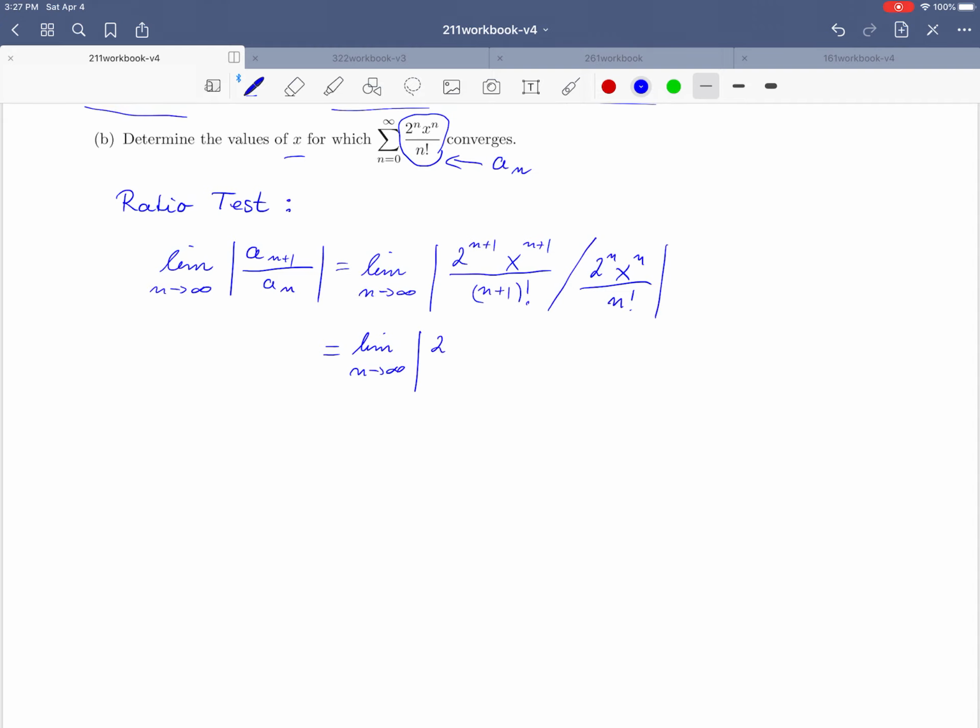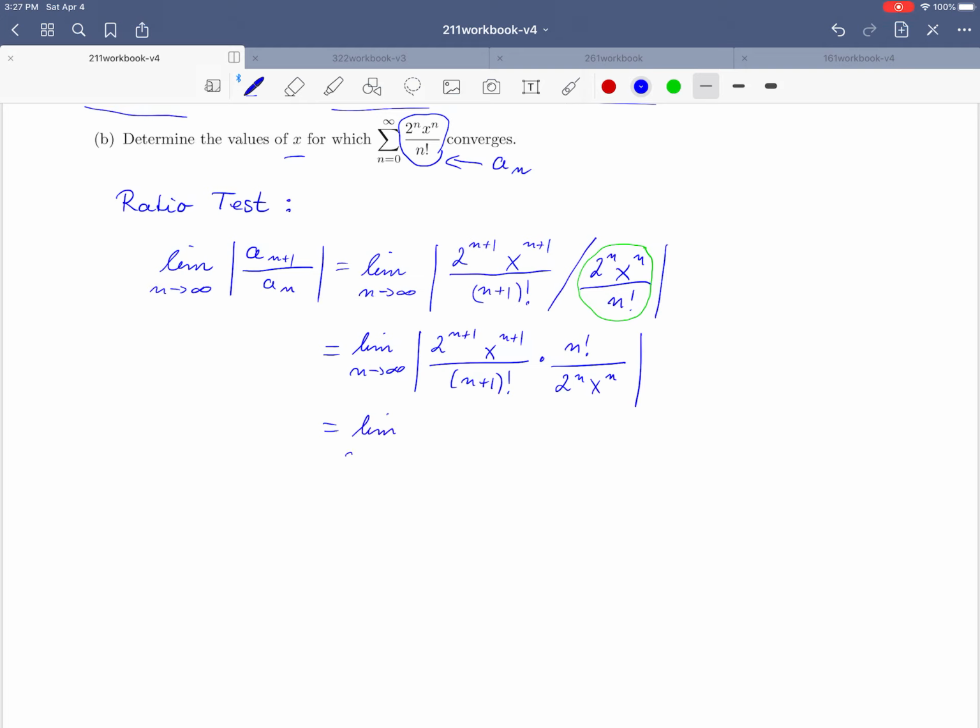So if I write that down, I still have my n plus 1 term, just copying that down. And then instead of dividing by the a_n term, I'm going to multiply by its reciprocal, so I have to flip that fraction. So I end up multiplying by n factorial divided by 2 to the n x to the n. And now we can simplify.